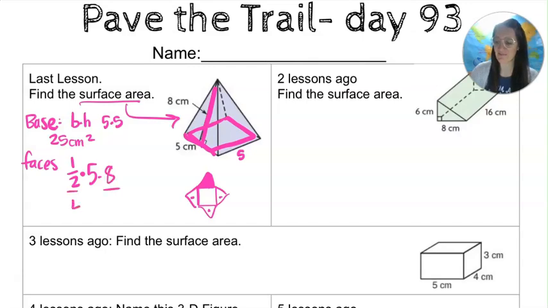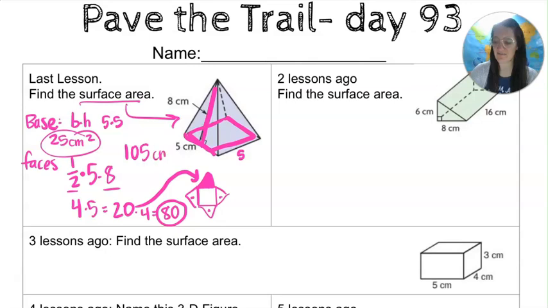Half of 8 is 4. 4 times 5 is 20. That's that one right there. So now we're going to times that by 4 and get 80. So we have 80 and 25. Add that together to get 105 centimeters squared.